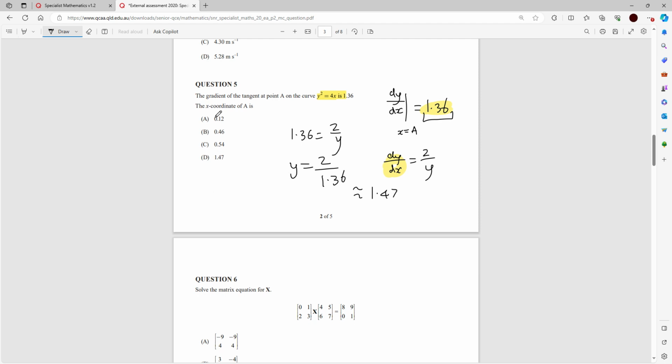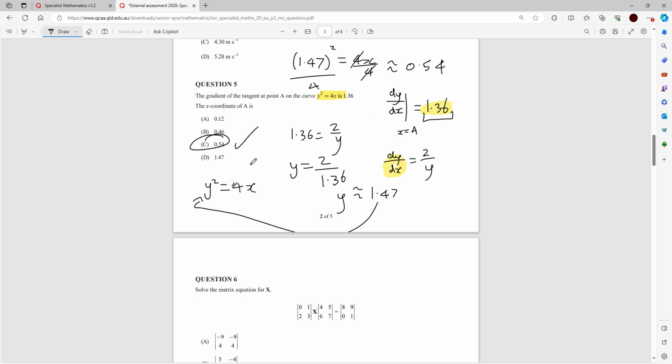So the x coordinate we don't know, but we know the y coordinate. If I take my original equation and put in this y value, I can find out what x is. So I'm going to have 1.47 squared equals 4x. Divide by 4 to get my x value. So x is approximately, if I put that in my calculator, 0.54, which is C. And that's how you would answer that one. So you've got to differentiate it implicitly, substitute in the gradient, find that y value, then put that y value into the original equation, find your x value, and ta-da, there it is.